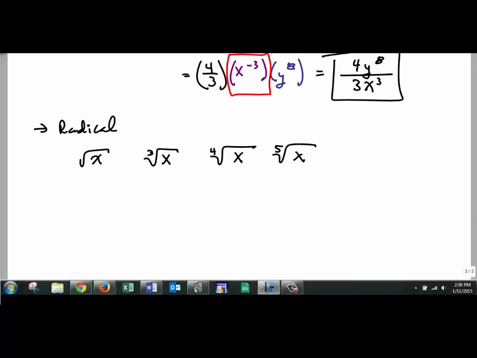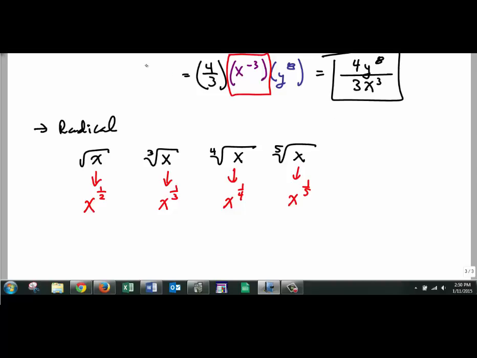Now the way I would rewrite these in exponential form, this is called square root. Square implies 2 sides, so this would be x to the 1/2. Now the 2 is in the denominator because that is the root. The cubic root of x would be x to the 1/3. The 4th root of x would be x to the 1/4. And the 5th root of x would be x to the 1/5. So this basically, let's say the 5th root of x, this means what number do I multiply by itself 5 times to get x? So that's x to the 1/5.